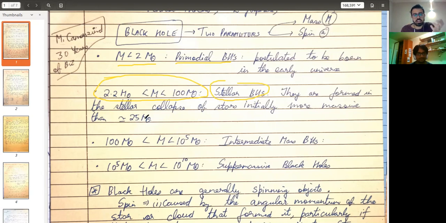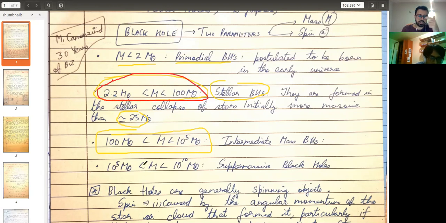They are formed during the stellar collapse of stars which are initially more massive than 25 solar masses. So stars more massive than 25 solar masses undergo gravitational collapse and end up as black holes. Then there is a thing called the mass gap, which people are recently trying to figure out. The black holes detected by LIGO and Virgo lie somewhere in between here. This has been detected, so this is fine.